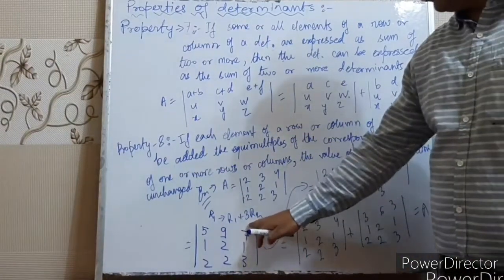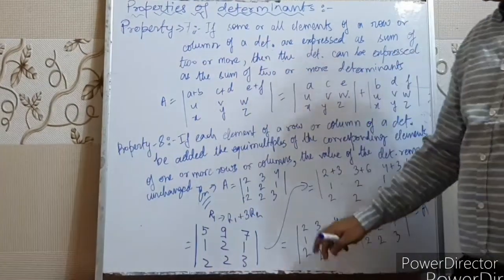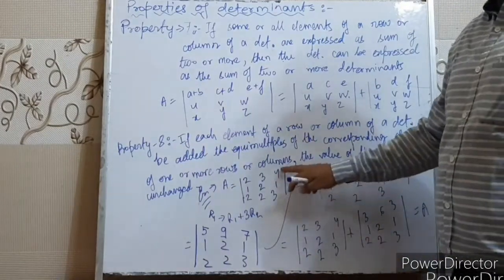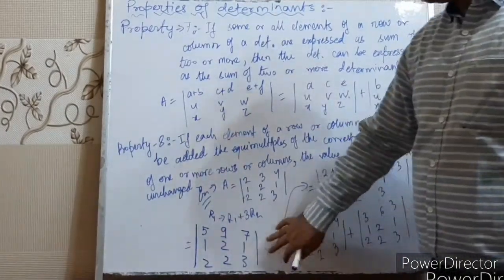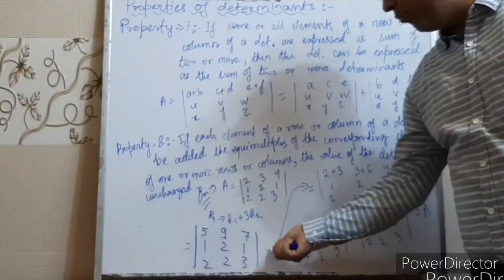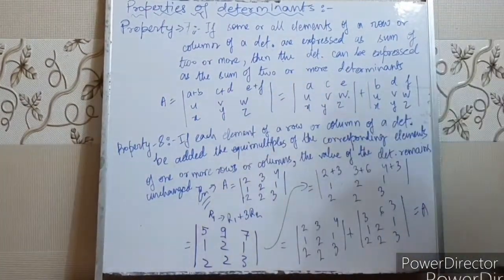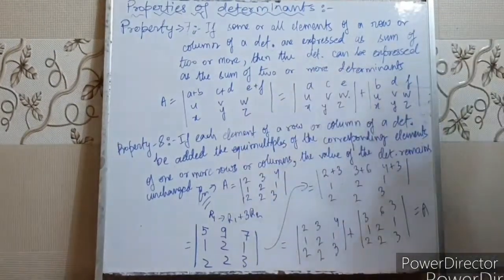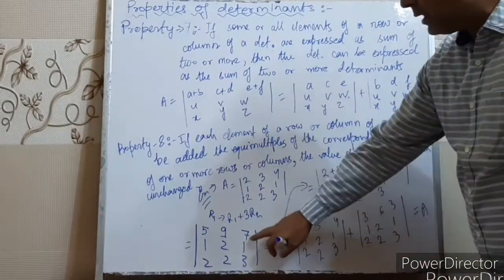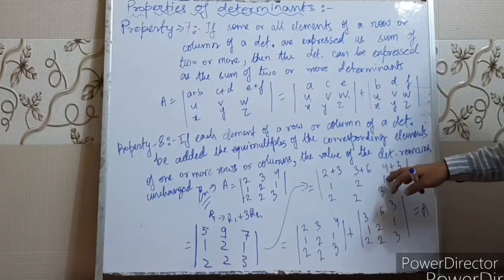So if you multiply 3 in R2, 1 3 is a 3, plus 2, 5, right, children? 3 2 is a 6, plus 3, 9, 3 1 is a 3, plus 4, 7. So the property says the value remains unchanged. That means the value of this determinant and the value after adding a multiple with a scalar term will remain the same. Now we will solve this determinant and see whether we are getting the same determinant again or not. Right? So you can see that the elements of the first row can be written as 5 is 2 plus 3, 9 is 3 plus 6, and 7 is 4 plus 3.